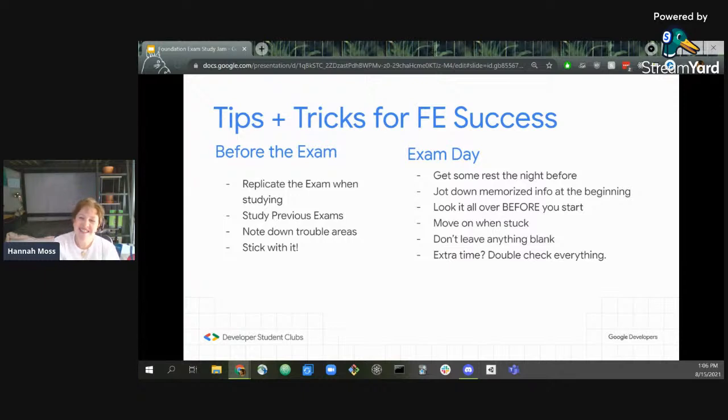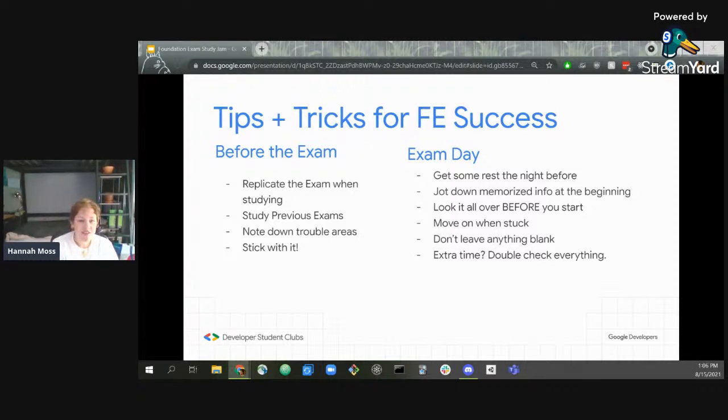Next thing is, and you'll hear this everywhere about the Foundation Exam, to study previous exams. These really can give you the best idea of what you can expect on your exam. One thing to keep in mind when you're studying past exams is that you can see the patterns of what material might appear on your exam, but make sure to study things outside of that pattern, because a lot of times they switch that up, and you want to be ready for anything.